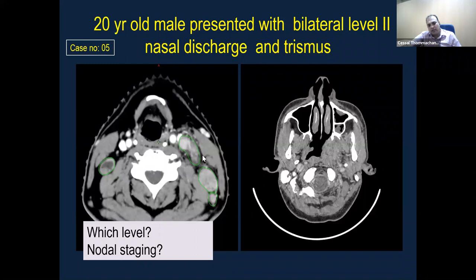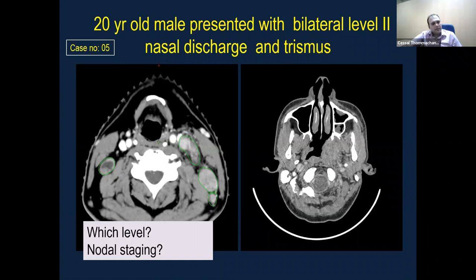Multiple bilateral nodes, and the patient is not having any nodes below the caudal edge of the cricoid cartilage, and the nodes are not above the size of 6 centimeters. None of them are more than 6 centimeters, that becomes an N2 disease. N2 disease in carcinoma nasopharynx automatically becomes a stage 3 disease.